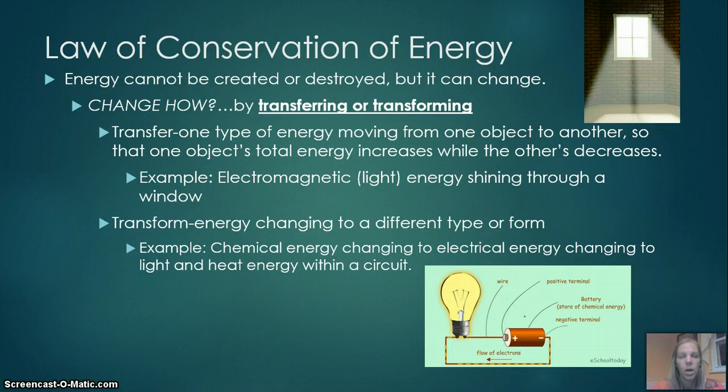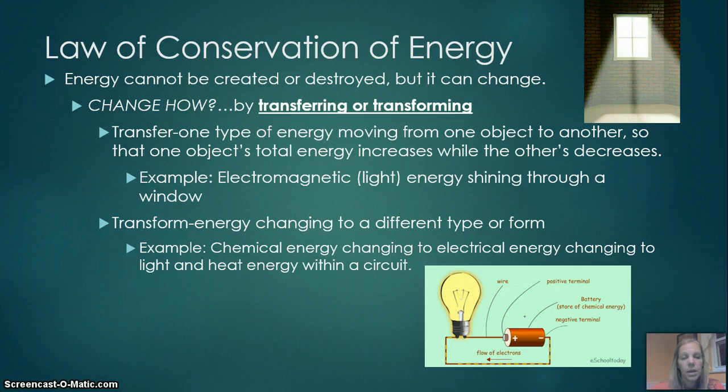Transfer means that one type of energy is being transferred into another object. So basically, the same form of energy is going to leave one object and enter into another object, so the energy level will decrease in one object and increase in another. An example is light energy shining through a window. It's not changing energy forms, it's still light energy, both outside and inside, but it has changed mediums along the way.